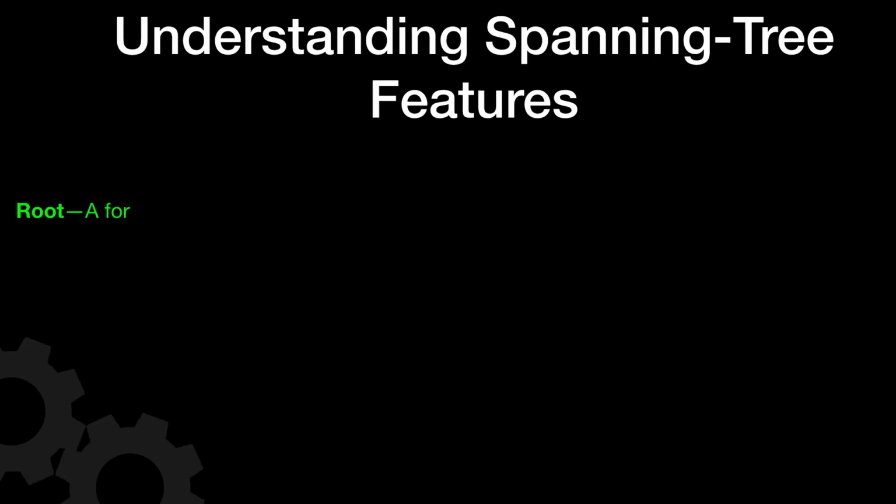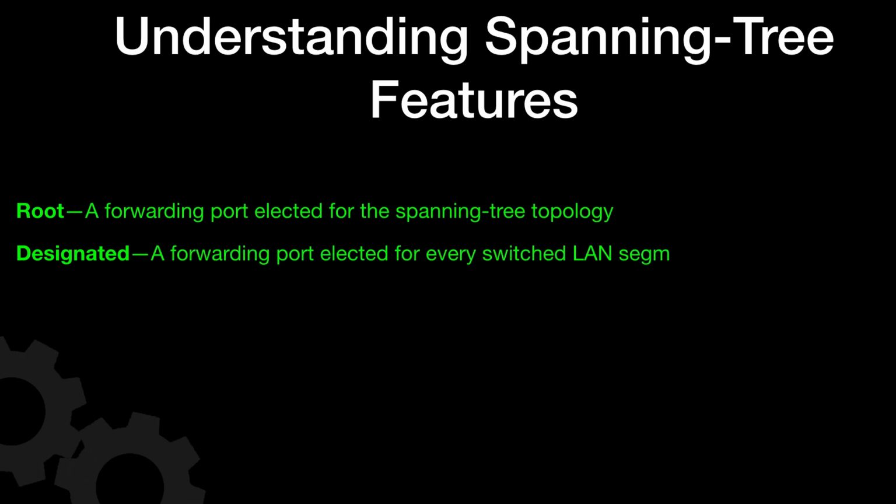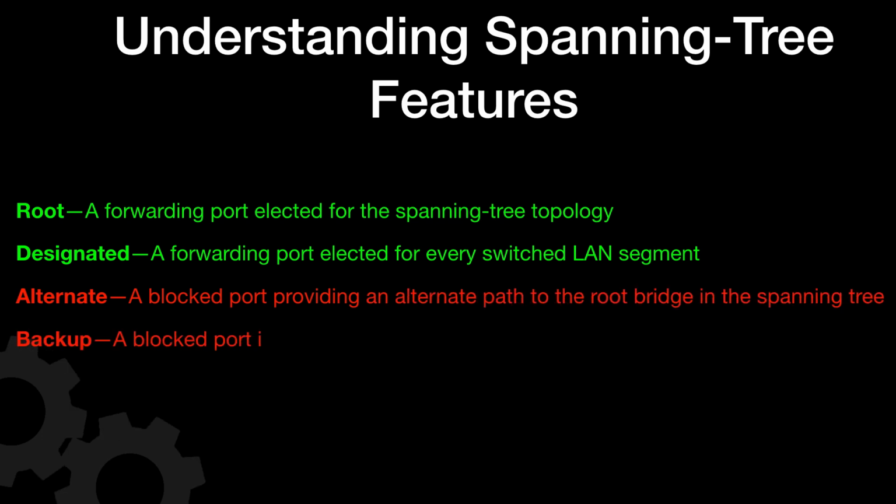Root, a forwarding port elected for the spanning tree topology. Designated, a forwarding port elected for every switched LAN segment. Alternate, a blocked port providing an alternate path to the root bridge in the spanning tree. Backup, a blocked port in a loopback configuration.